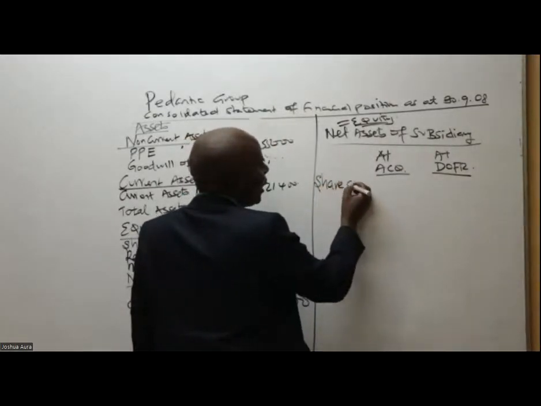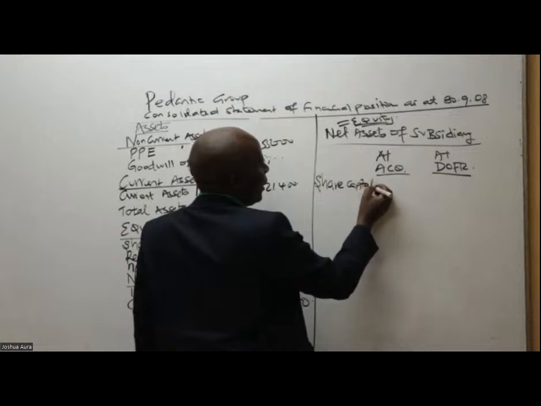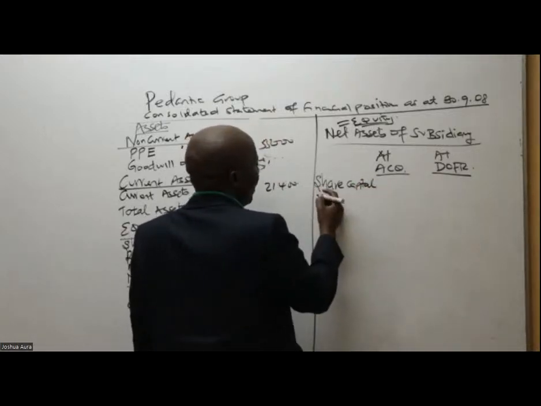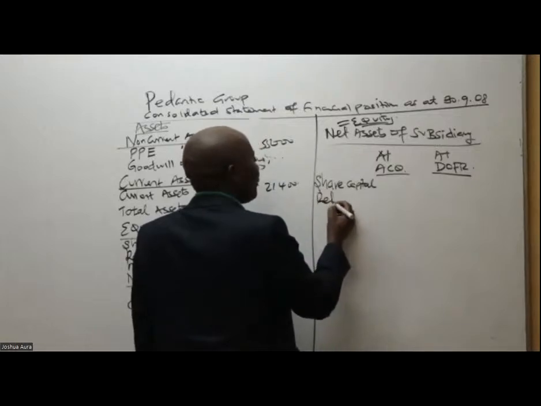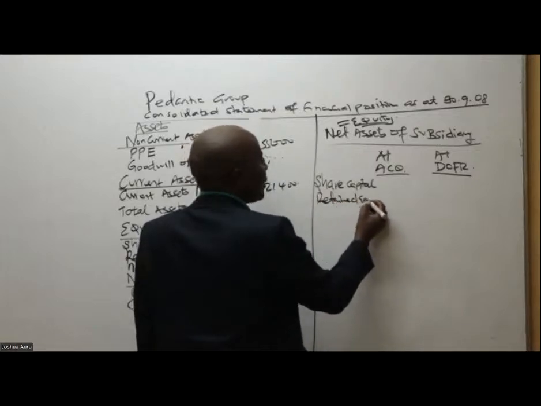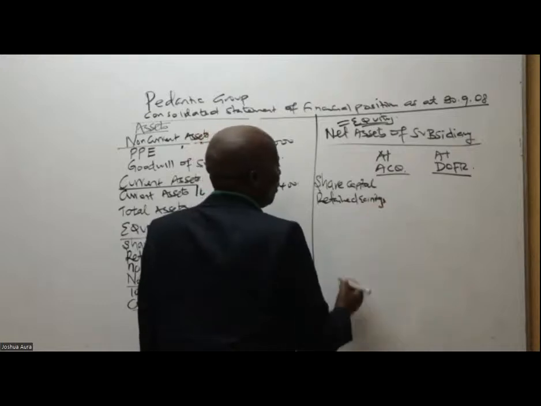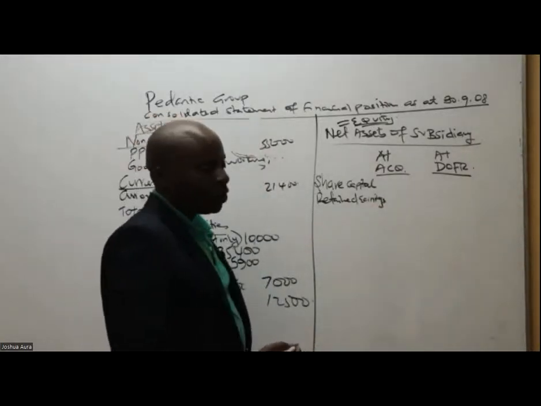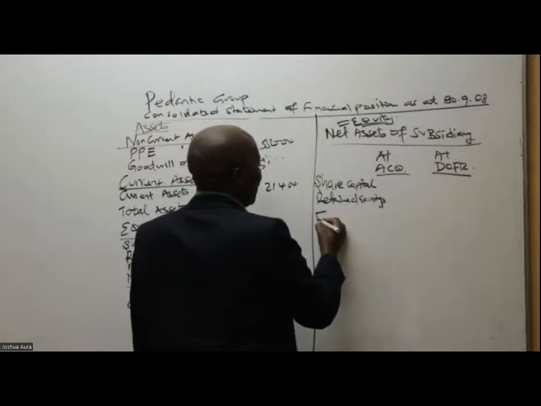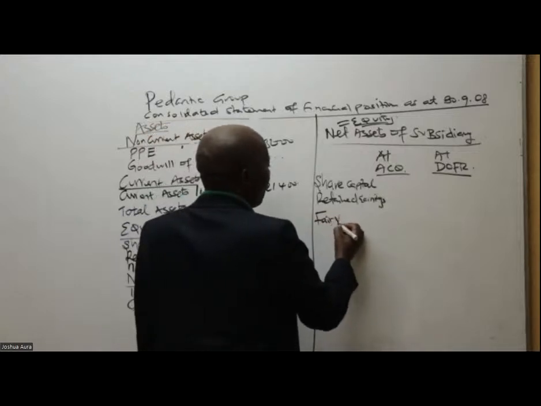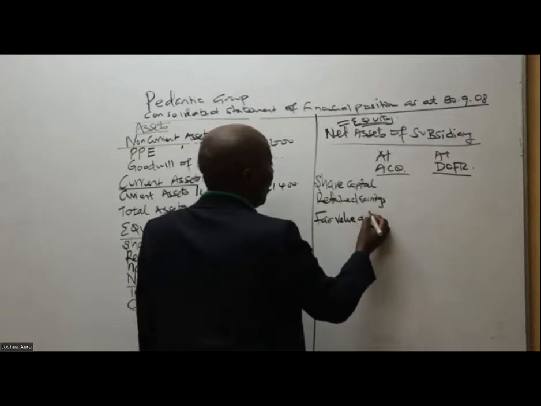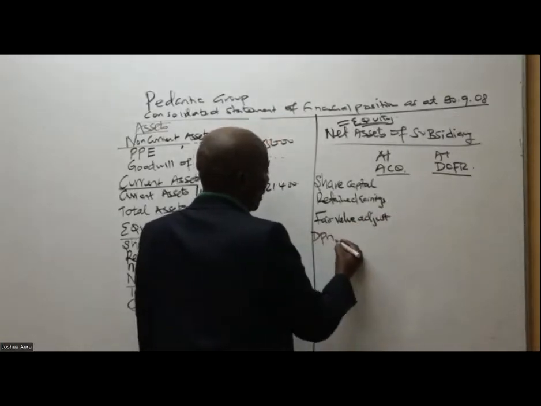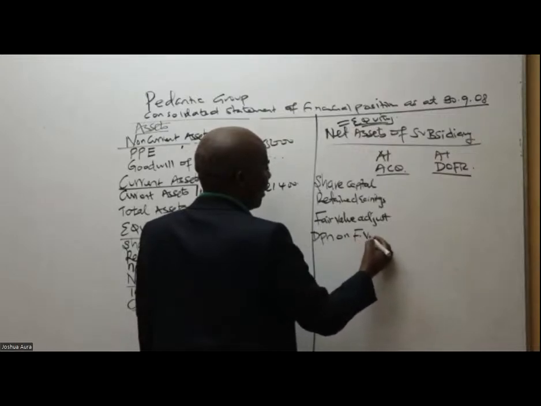We have the share capital. We have the share premium if it is available. It is not available here. We have what we call retained earnings. Retained earnings, these are shareholders' monies. Then we have, ladies and gentlemen, fair value adjustments, and then we have what we call the depreciation on fair value adjustment.